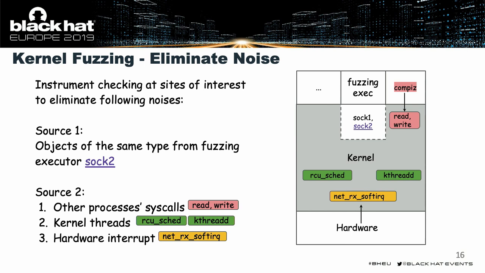Another source is system calls from other processors, kernel threads, and hardware interrupts. They also trigger the kernel execution, resulting in allocation, deallocation, and dereference of kernel objects. To eliminate noises in kernel fuzzing, we instrument checking at the sites of interest to examine, first, it is our fuzzing executor that manipulates the object, and second, all manipulations are tied to one object.